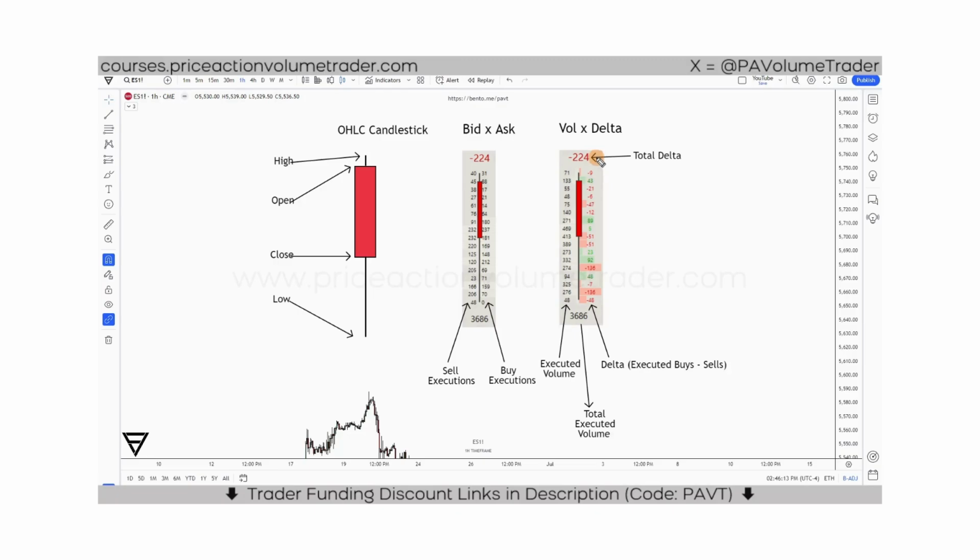And then I also have an extra indicator that I have on Sierra Chart, which is on top, I'm going to have a total delta for the candlestick. So if it's negative, that means there was more aggressive selling. If it's positive, more aggressive buying. And then on the bottom, I have total executed volume for the entire candlestick.